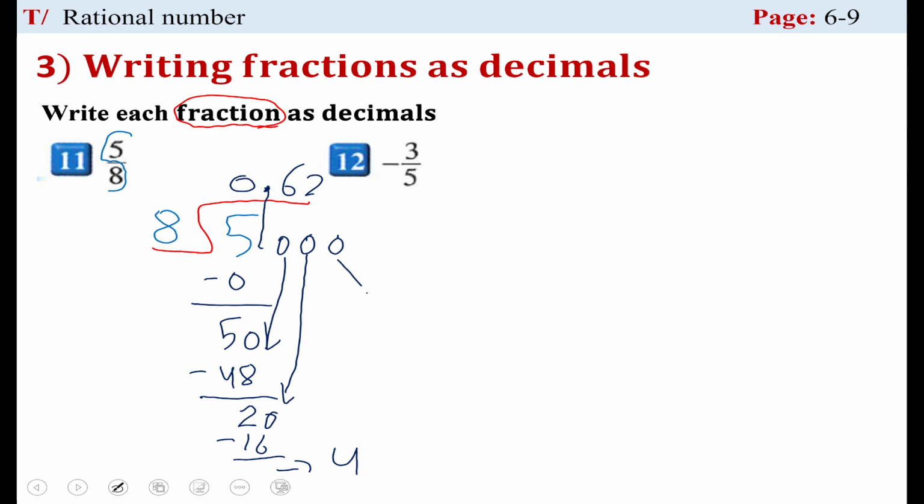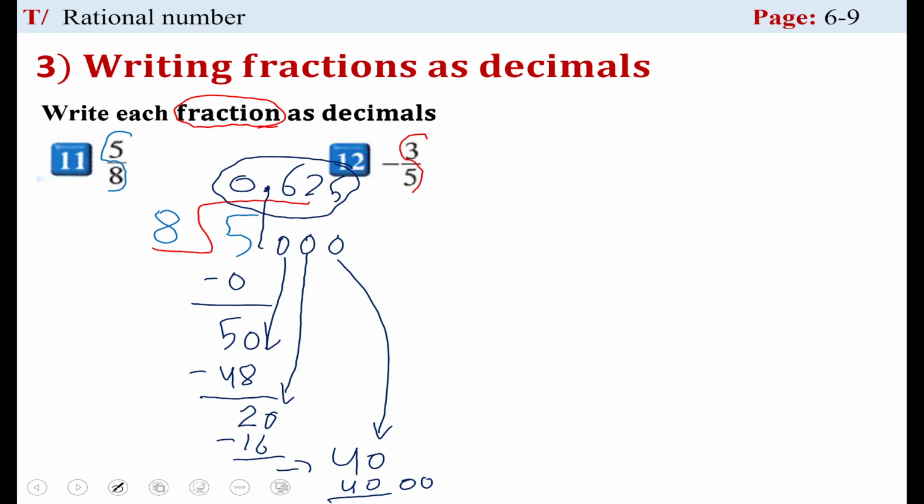Add more 0. How many 8 in 40? 5. 5 times 8, 40. So 0, 0. So the answer is going to be 0.625. This is the first answer of question 11. The second one is the same as question 11.